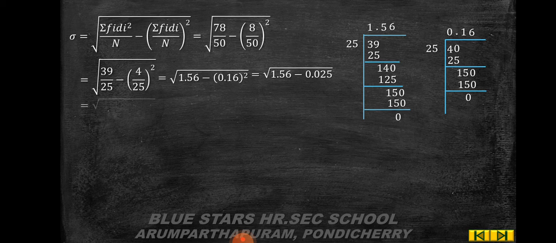which is equal to 1.56 minus 0.025, which is equal to root of 1.56 minus 0.03, which is equal to root of 1.53, which is nothing but the square root of 1.53 is 1.236. So sigma is approximately equal to 1.24.